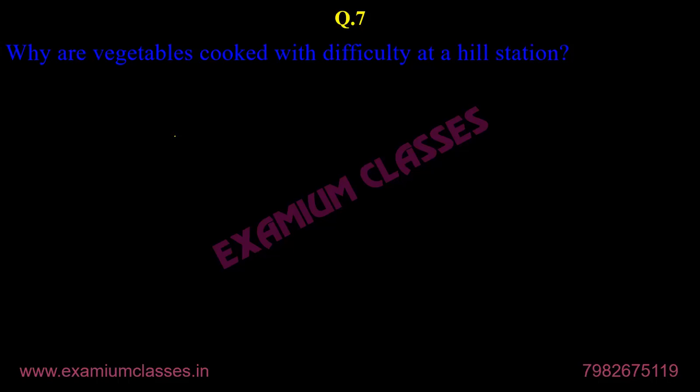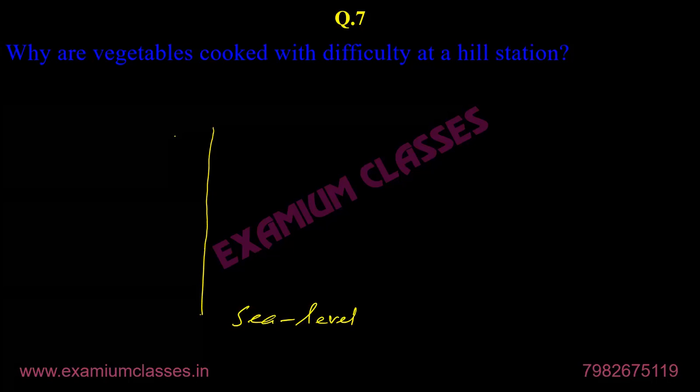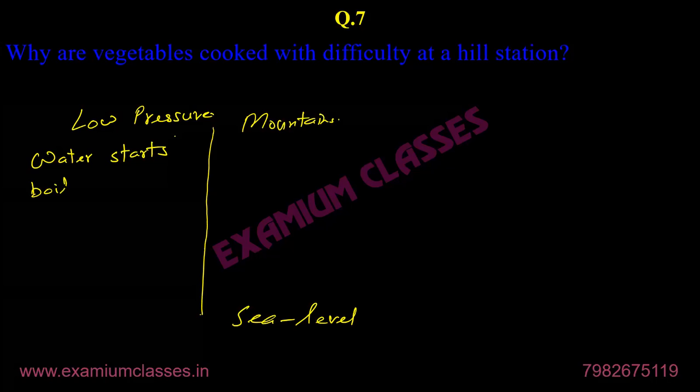So what happens is that at higher altitudes, here you have sea level, for example, and here you have mountains. At mountains, you have low pressure. Because pressure is low, water starts boiling at a lower temperature. So this is the effect of pressure.